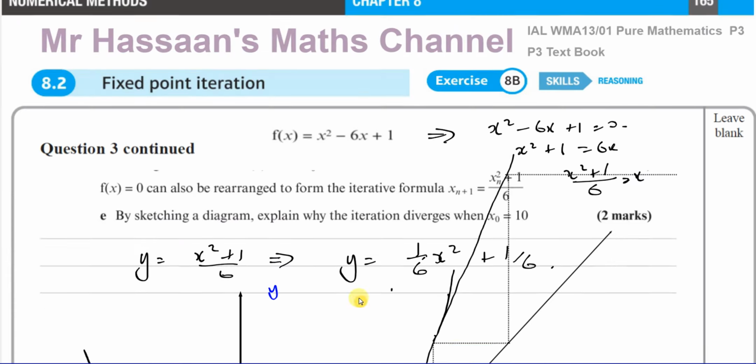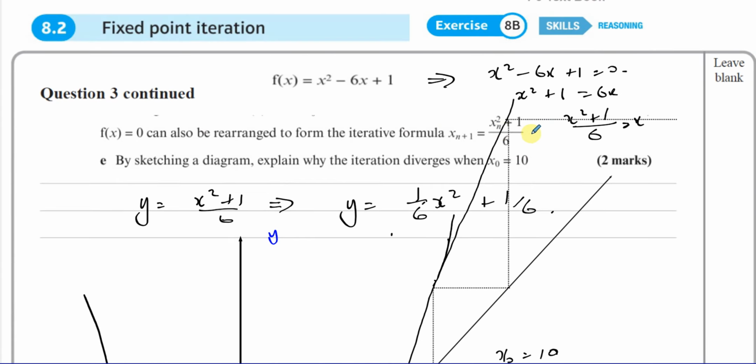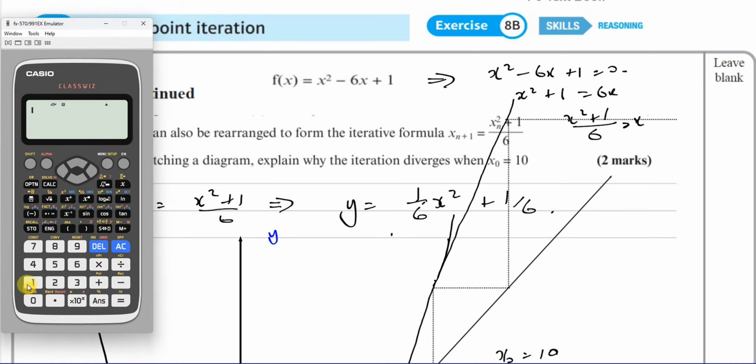So if you were to confirm that, supposing I use this iterative formula with x0 equals 10. I'd put 10 and then equals. And then I would use this as answer squared plus 1 over 6. Then I press equals.